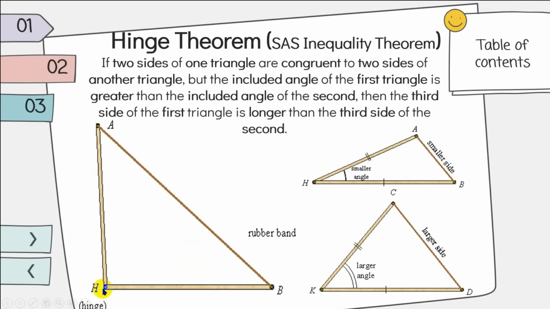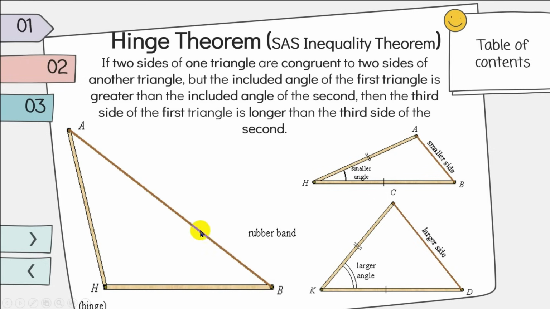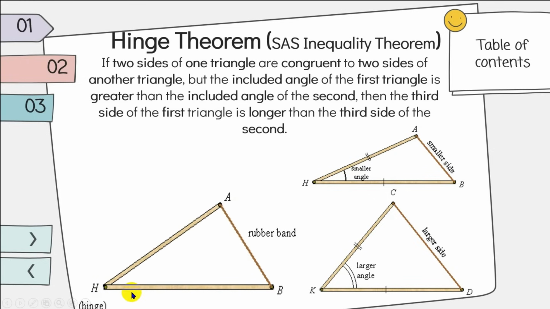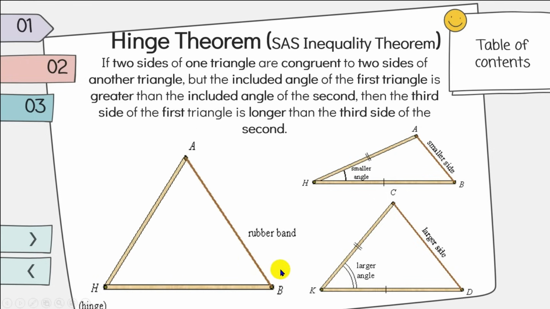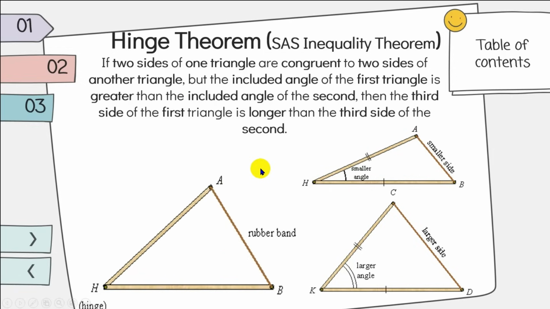So, yung vertex, yung nagiging hinge, at the more na ino-open natin yung angle, nagiging mas mahaba yung side opposite to it. And kapag maliit lang yung opening, maikli lang yung side opposite to it. Okay? So, that's the Hinge Theorem. Now, let's have a few more examples about this theorem.